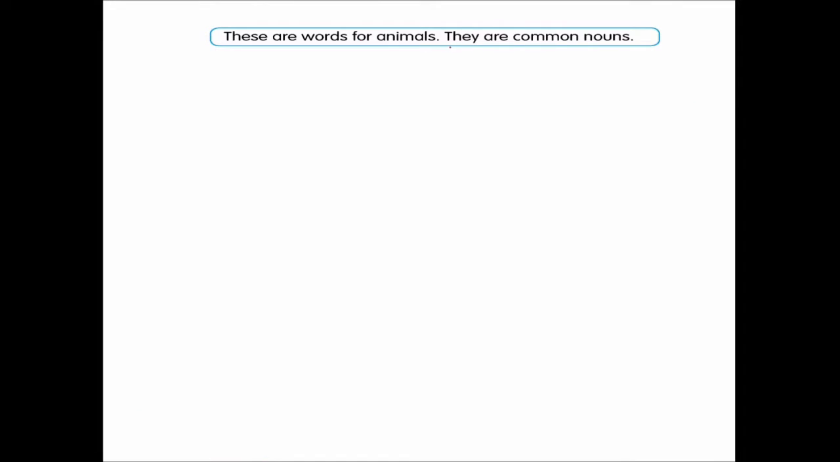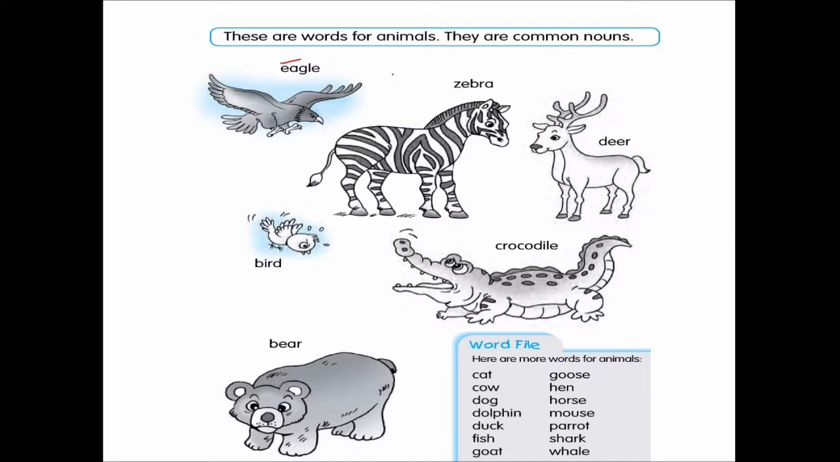So these are words for animals. They are also common nouns, like eagle, zebra, deer, bird, crocodile and bear. To add more to this list: cat, cow, dog, dolphin, duck, fish, goat, goose, hen, horse, mouse, parrot, shark, whale. All these are common nouns.